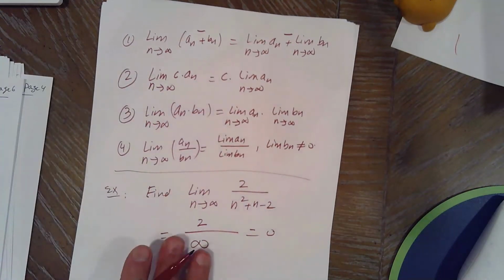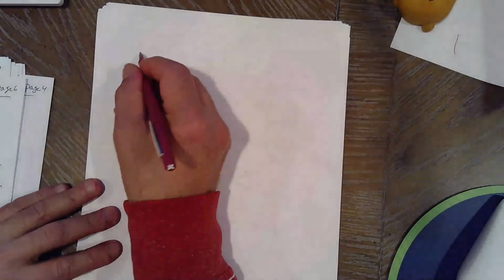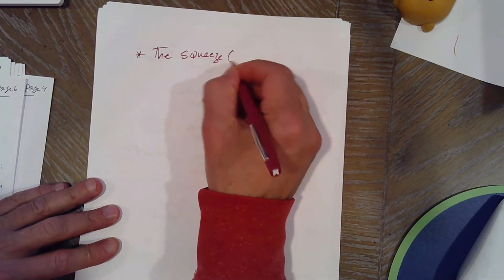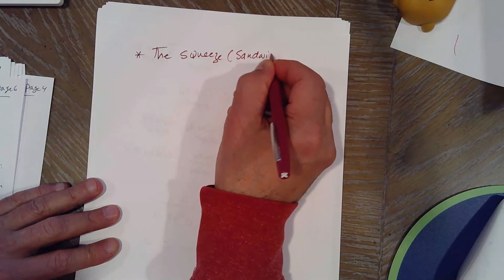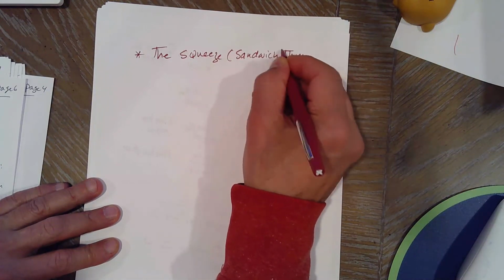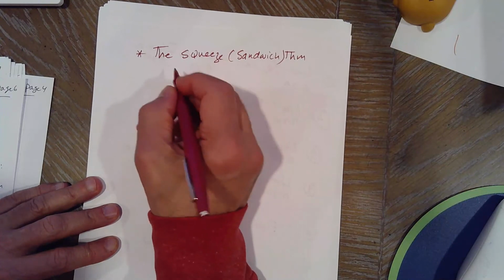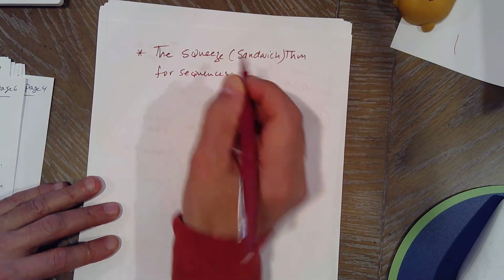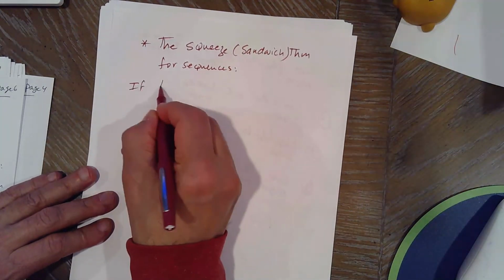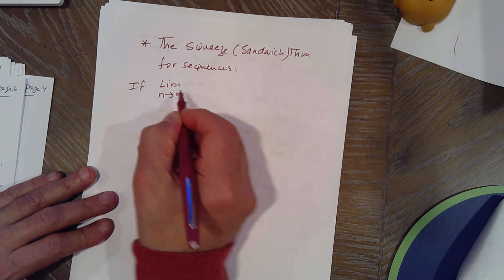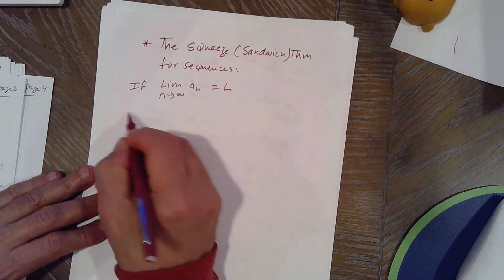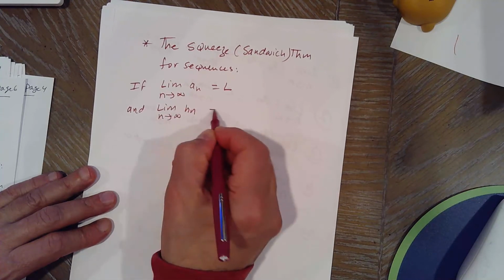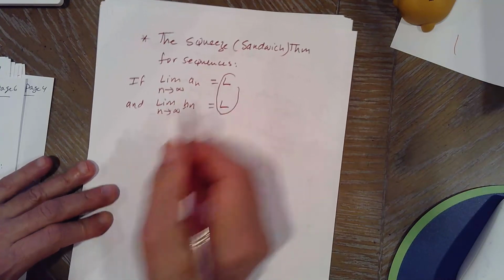Now we can use what we call the squeeze or sandwich theorem to evaluate limits of sequences. So if the limit as n goes to infinity of a_n is L, and the limit of another sequence b_n is also L, same answer, okay, same answer.